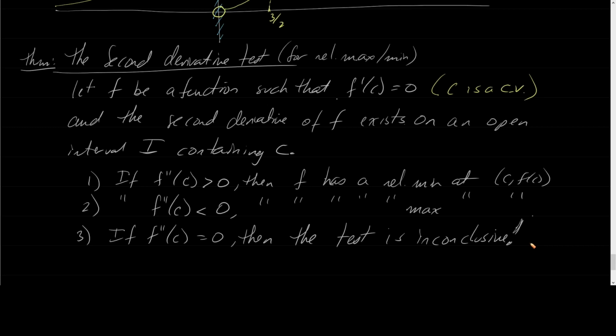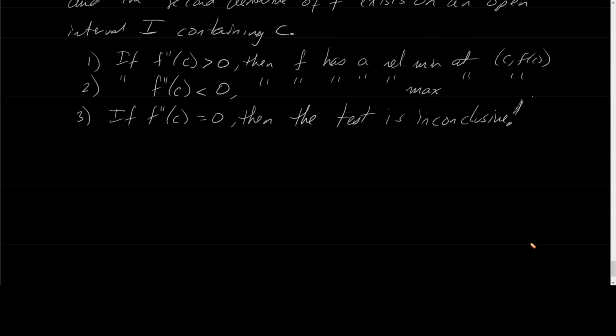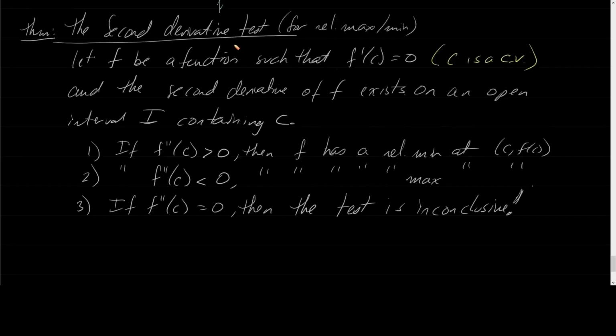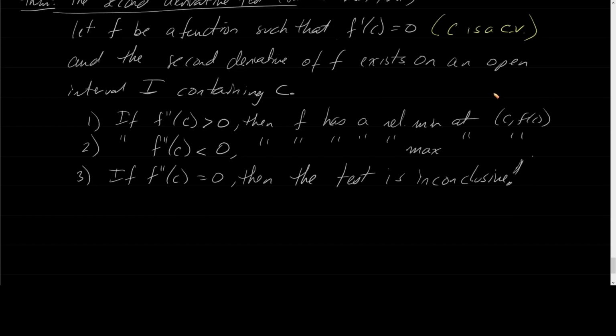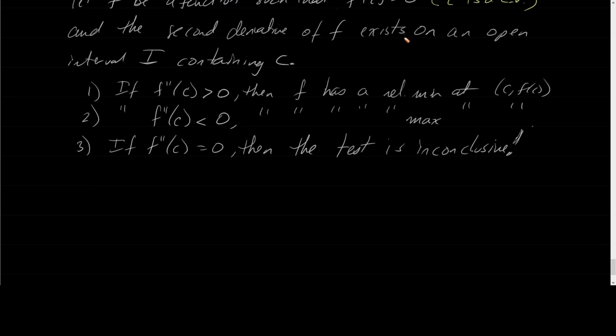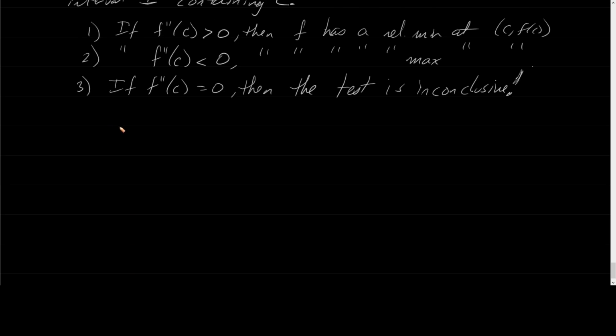Let's look at scenario number 1. We've got the second derivative at that point is greater than 0. But prior to that, we said that C is a critical value. So that means that the slope is equal to 0 at C. So let's get to the two possible ways that can look, and I'll do them on the same graph here.